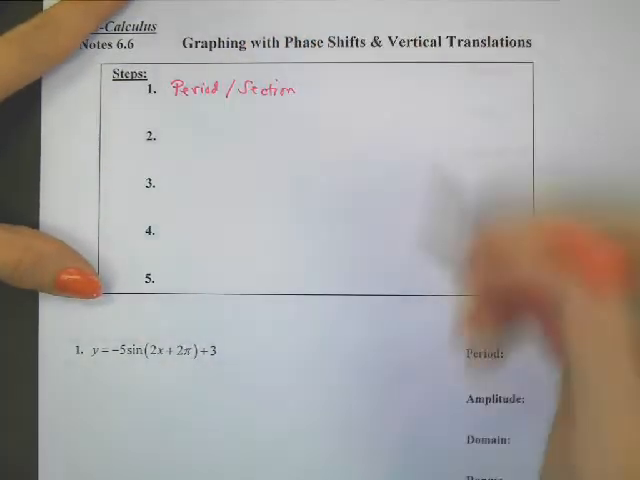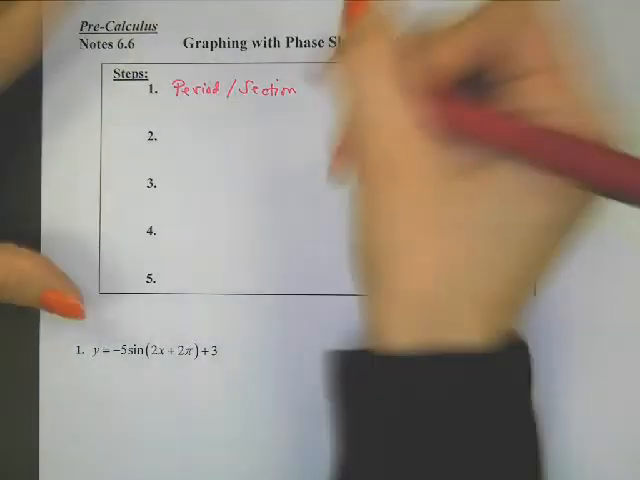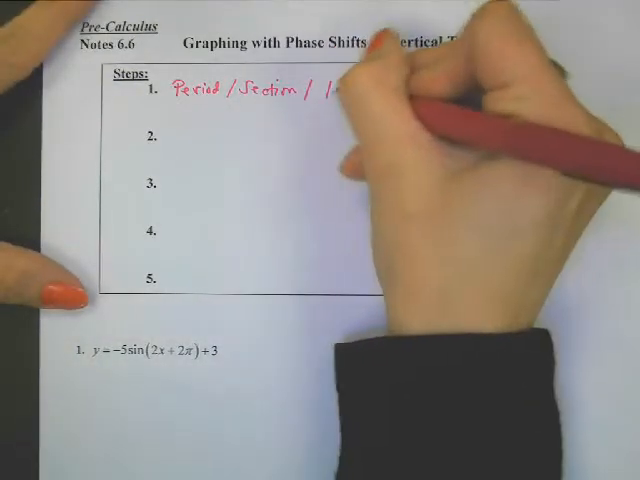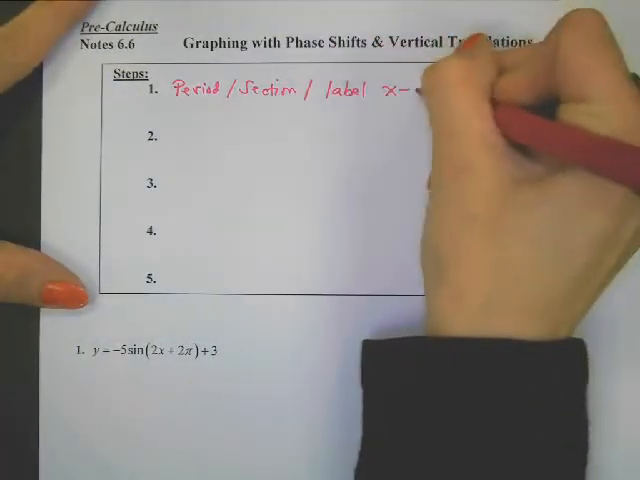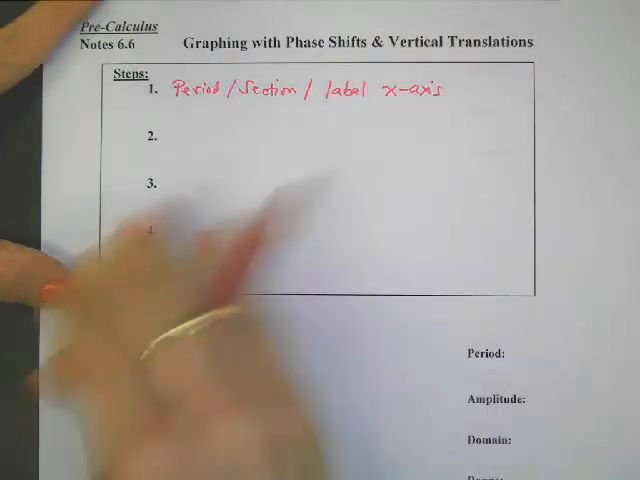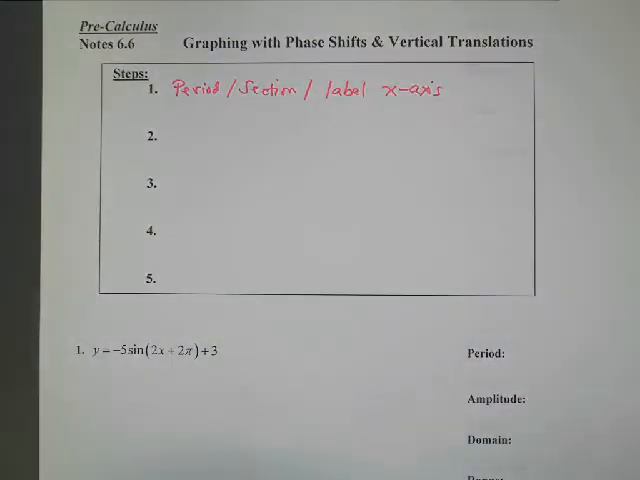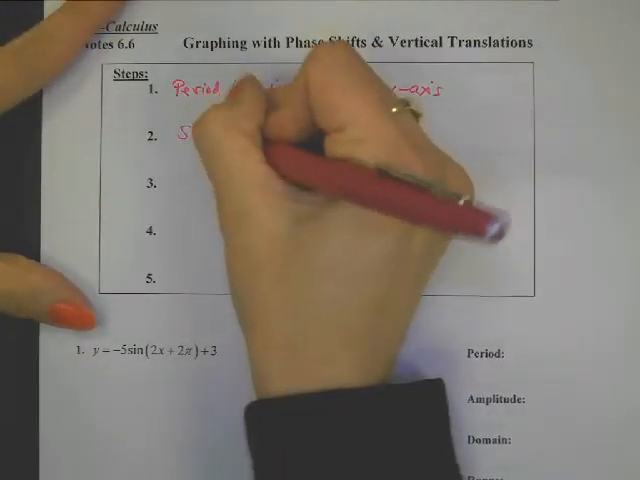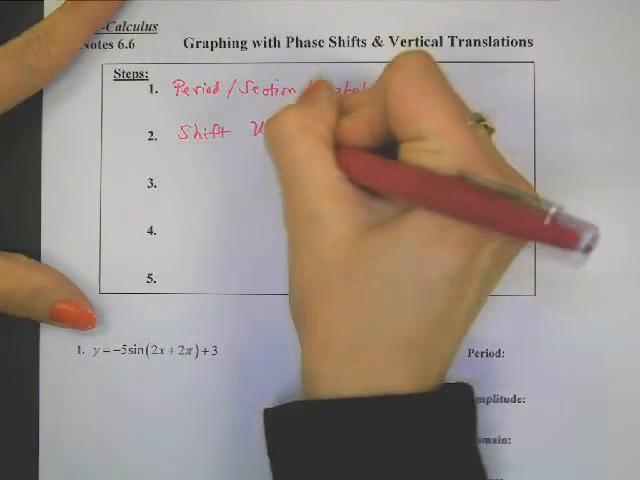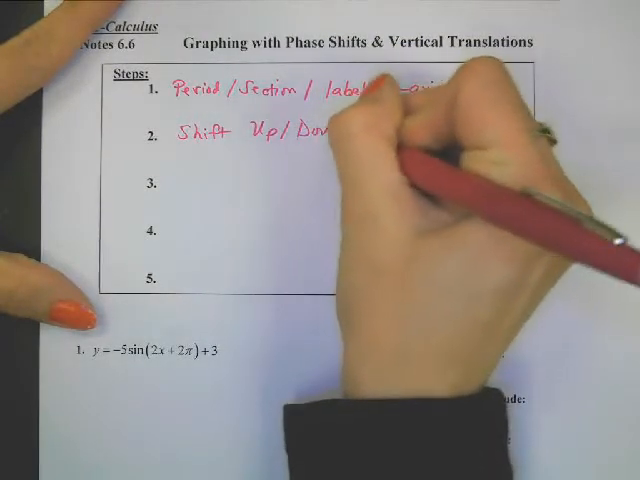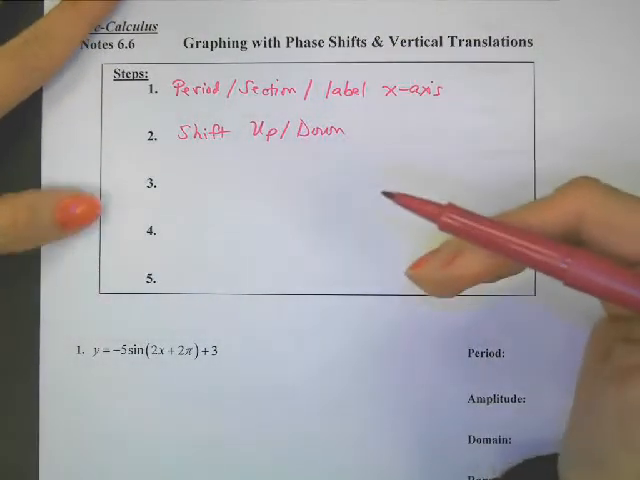So you might have to divide by 2 or by 4. And then you label the x-axis. So you figure out everything you need to know for the x-axis. The second step is any shifting up or down. So you have to look at the vertical translation and figure out where is the new middle.